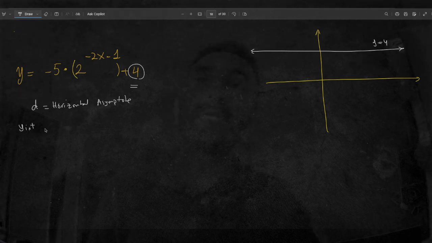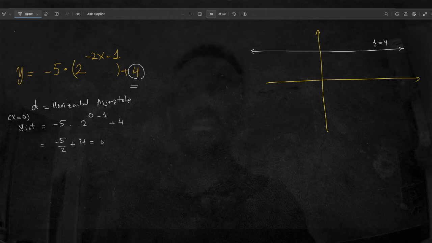In order to find the y-intercept, I need to put x equals 0. So minus 5 times 2 to the power of 0 minus 1, plus 4. 2 to the power of minus 1 is 1 over 2. So it's going to be minus 5 divided by 2 plus 4, which is 4 minus 2.5, which is 1.5 or 3 over 2. So what does it mean? The point (0, 3/2) is the y-intercept.